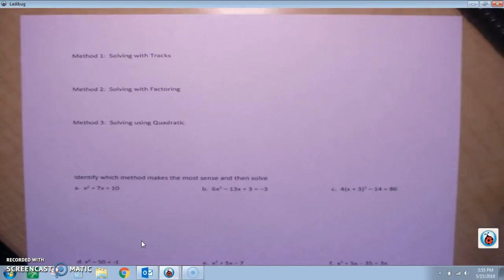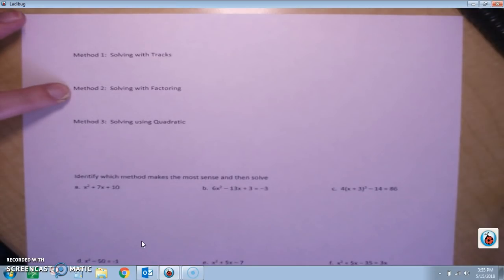In this lesson, we are going to be putting together 3 of the last few topics that we've been talking about in Chapter 9, and this is all related to quadratics. So we've talked about 3 methods this unit so far and just this year. Method 1 is solving with tracks, train tracks. Method 2 is solving with factoring, and method 3 is solving using the quadratic formula. So I'm going to give you a few hints or kind of reminders about each of these methods, and then we'll do some examples.